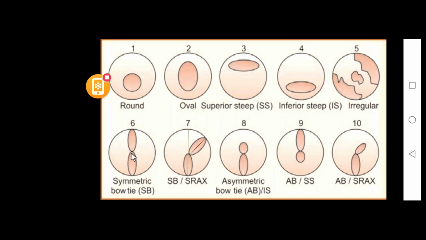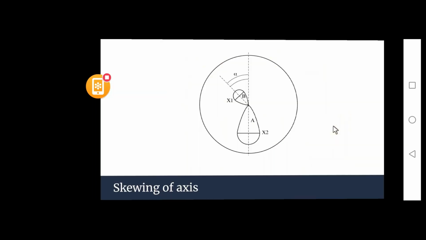Suppose it is a symmetrical bow tie, then the diagnosis is straightforward. It may be normal. Suppose it is an asymmetrical bow tie, so you have to find out whether it is inferior steep or superior steep. Suppose it is a symmetrical bow tie but there is a skewing of axis, that means both the ovals are not going straight and one of them is bending away. So you need to measure the angle between the two. Now how to measure that? We'll see in the next slide.